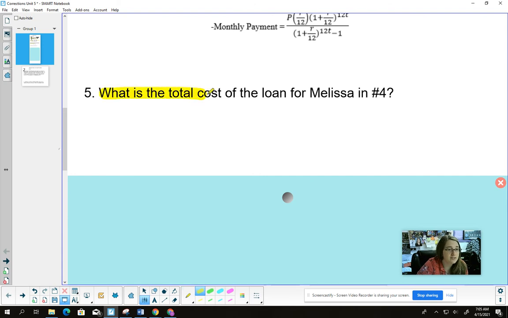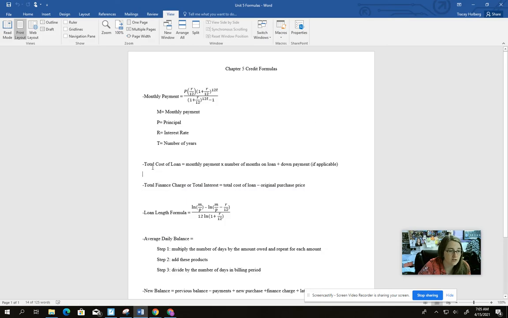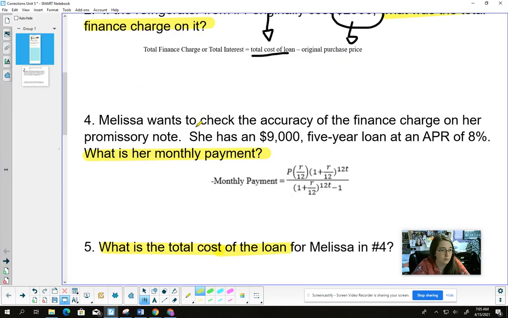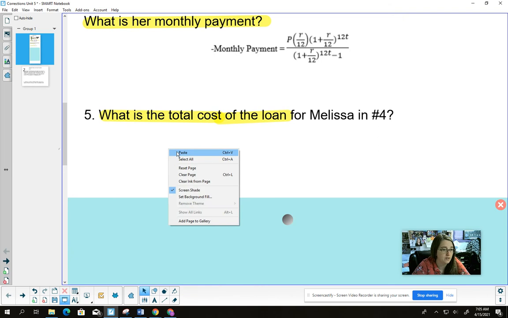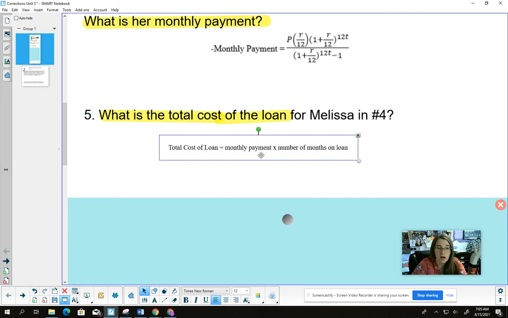Now again, a lot of us understand the concept of total cost of a loan, so we don't need this formula, but this is still the same formula. However, there is no down payment. When it says "if applicable," that means if the question mentions a down payment. And they don't say down payment anywhere in number 4. If you read through it, it doesn't say anything about a down payment. So this is just total cost.